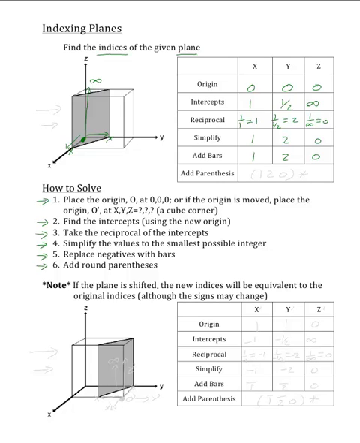Now our final step in solving this is to add the round parentheses. So our final answer will be open parentheses, 1, 2, 0, close parentheses. And there you have it. Those are the indices which define this plane.